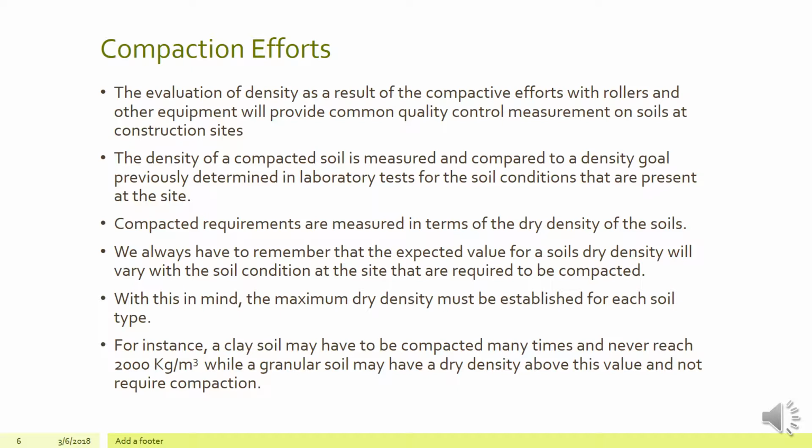And with this in mind, the maximum dry density must be established for each soil type that we have. For instance, a clay soil may have to be compacted many times and never reach its 2,000 kilograms per cubic meter, while a granular soil may have a dry density above this value and not require compaction at all.